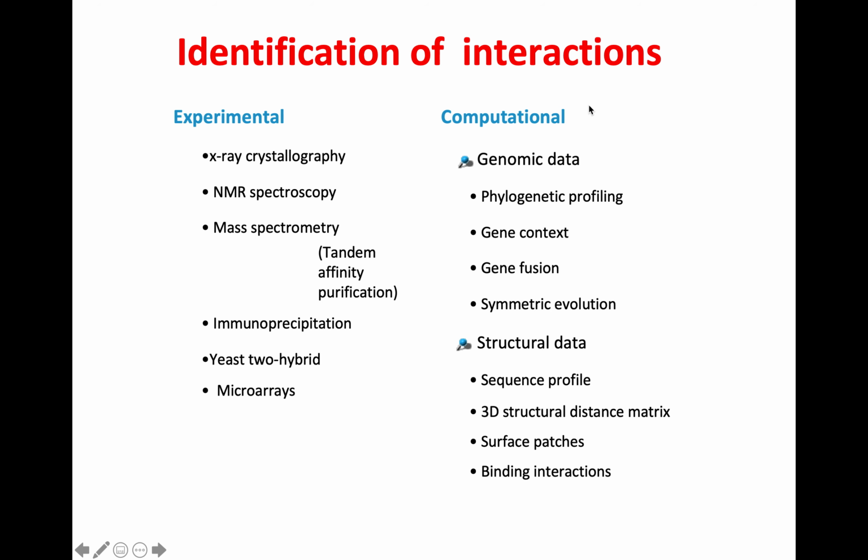A lot of times people would start with computational first because it's the easiest to do. It doesn't involve a lot of money, and probably involves a lot of time, but not as much as experimental. So let's compare them side by side. In terms of experimental work, you need to use X-ray crystallography, NMR spectroscopy, or mass spectrometry, or sometimes tandem affinity purification. Or you can use immunoprecipitation, yeast two-hybrid, or protein microarrays, which are similar to microarrays for genome sequencing but for protein.